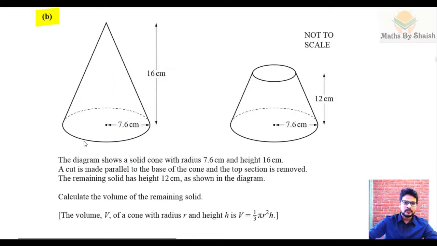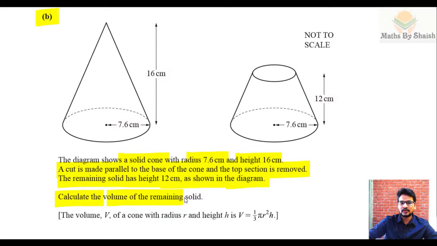In the B part, we have again a cone, and there is a top section removed. So solid cone with radius 7.6 centimeter and height 16 centimeter. A cut is made parallel to the base of the cone and the top section is removed. The remaining solid has the height 12 centimeter as shown in the diagram. Calculate the volume of the remaining solid.